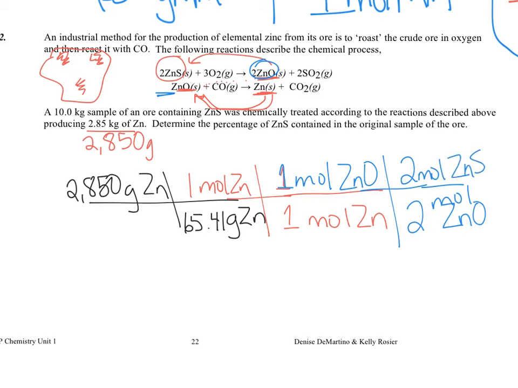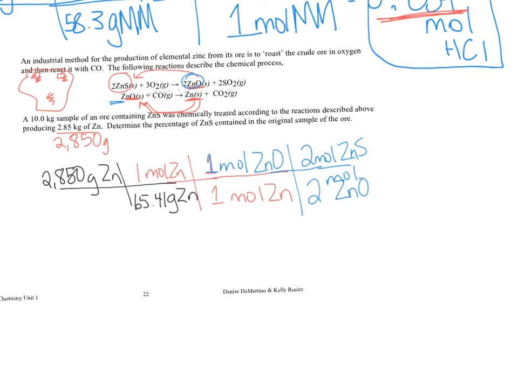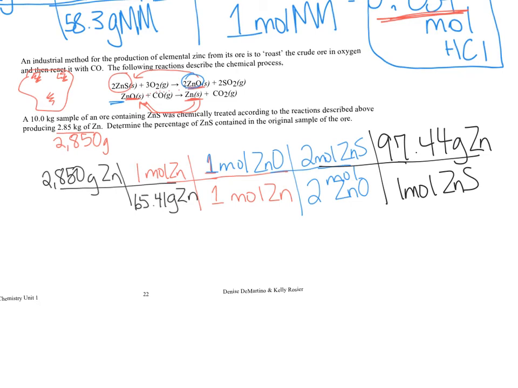And we do have to take it that extra step to find mass because of what they're asking us for. So we're going to take that 1 mole of zinc sulfide, and we're going to have our molar mass of 97.44 grams. Again, that's coming from my periodic table, okay? If we type this all in, we're multiplying everything on the top and then dividing it by everything on the bottom.